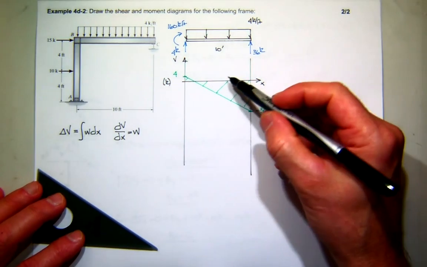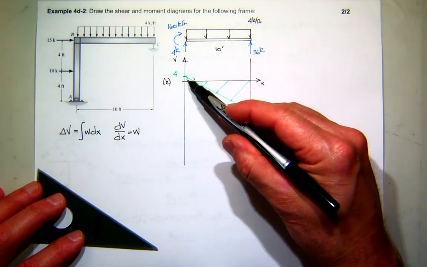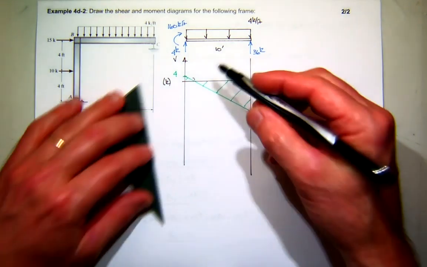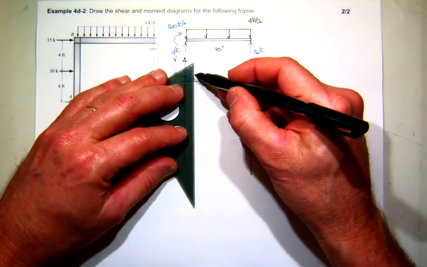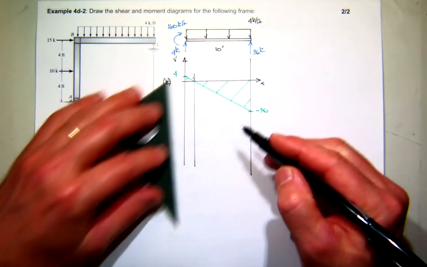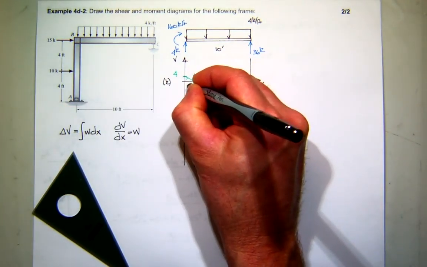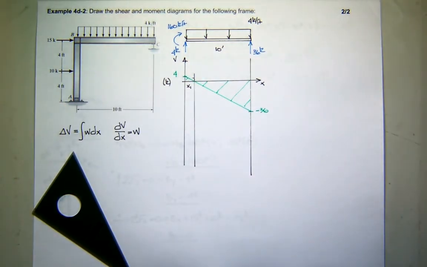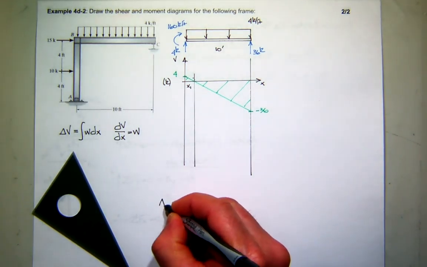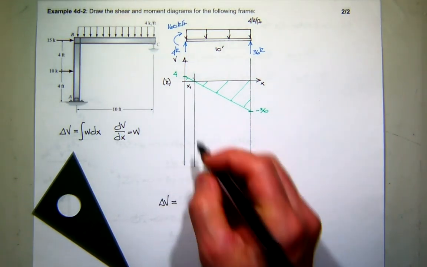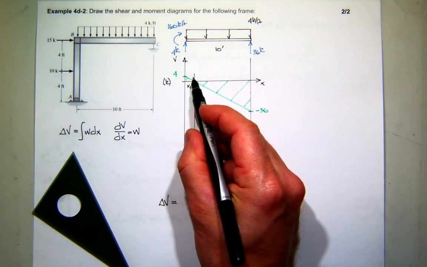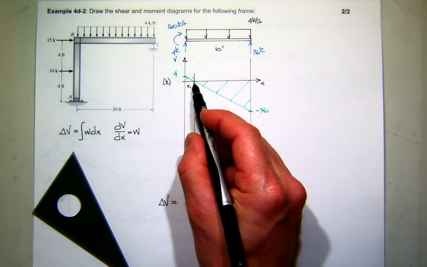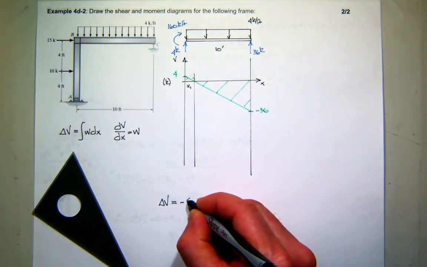You can also see there's a point where I go from positive shear to negative shear, so that's going to be another little point of interest in my graph, and I need to find that location. I'll call it X1. So remember, the change in shear across this region, if I start at 4 and go to 0, should be minus 4 kips.